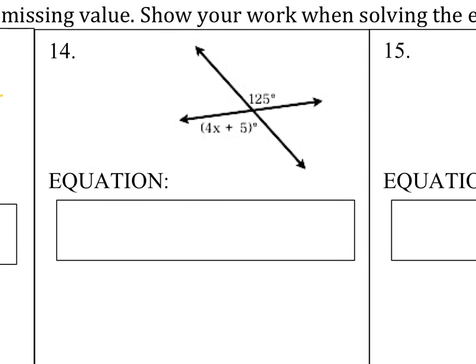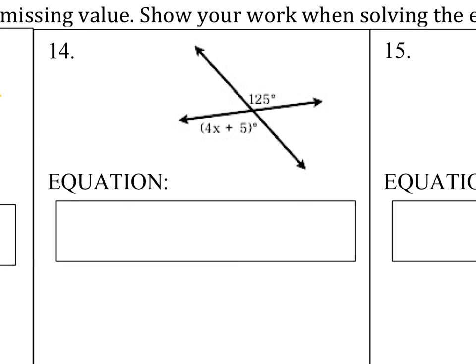Let's go to this one. These two angles right here, again, are vertical. This angle is going to equal this angle. Here, take a closer look at that. If I draw a little piece there and a little piece there, those angles will be equal. So this is equal to this. So 4x plus 5 is going to be equal to 125.